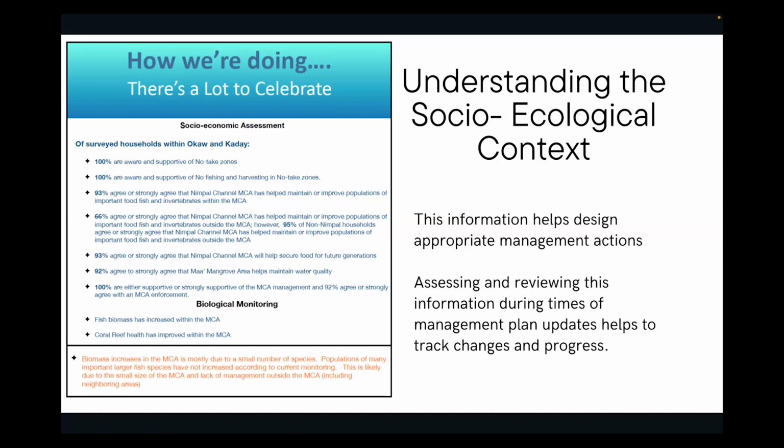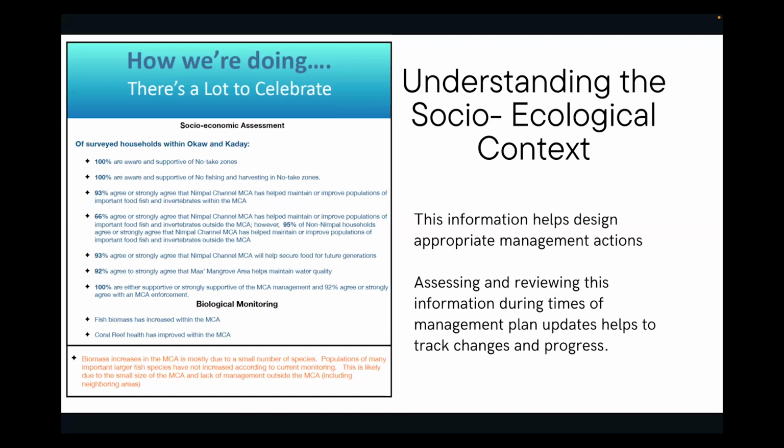So this is one of the first things that they did, is say, okay, let's look at our objectives. Let's see where we're doing well. And things that they found out through their socioeconomic data were things like 100% of households are aware and supportive of the no fishing and harvesting in the no take zones. So that's great. They know their support for the area. They also agree that the MCA will help secure food for future generations. So they found that there was really strong support in the community for the site.